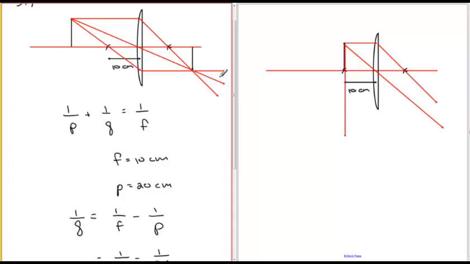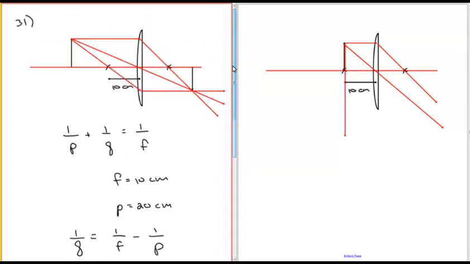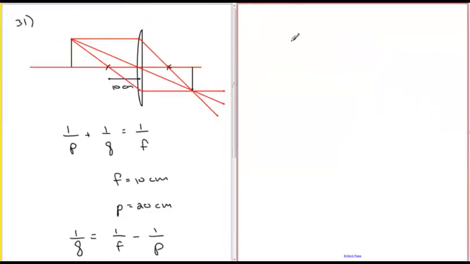And then if we do the magnification, let me just add a page here. The magnification is negative Q over P. So we have negative Q, which is 20 centimeters. That Q is positive. P is 20 centimeters, positive. So we get negative 1. So the size is the same, but it's inverted, which is what we said.